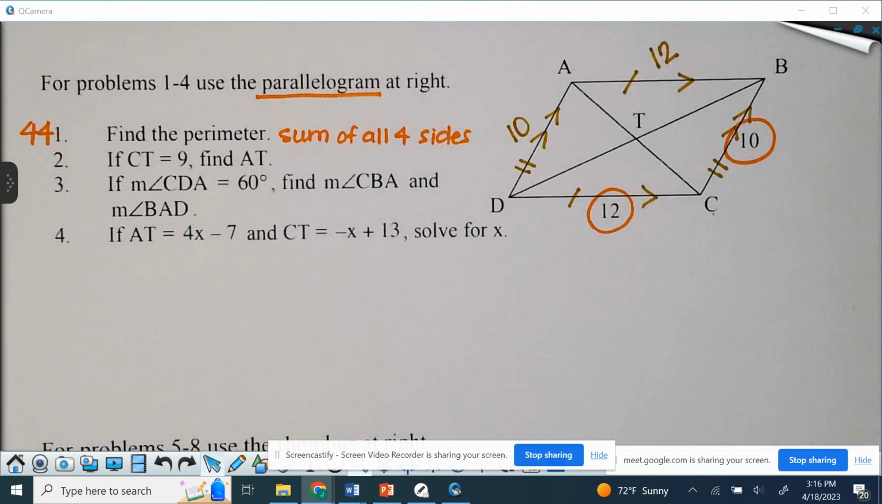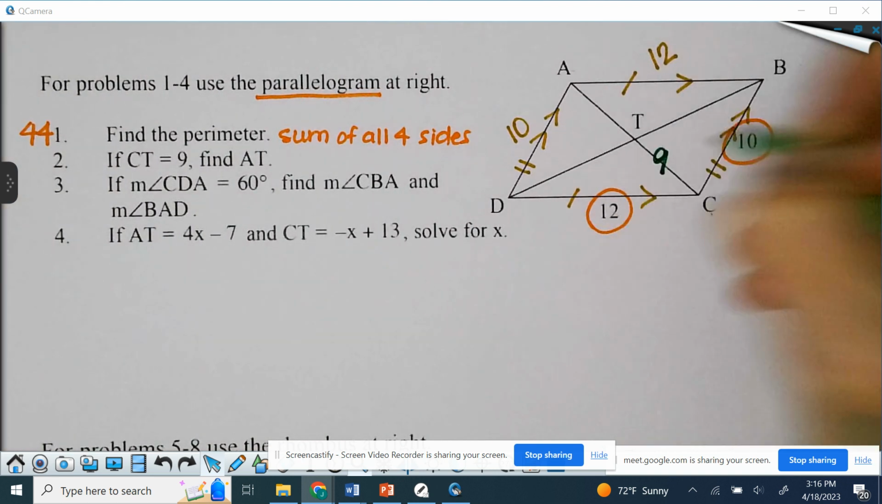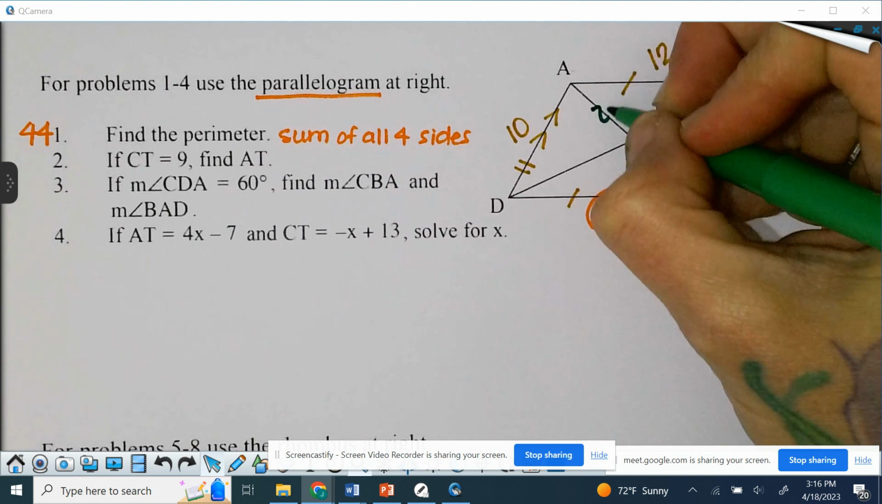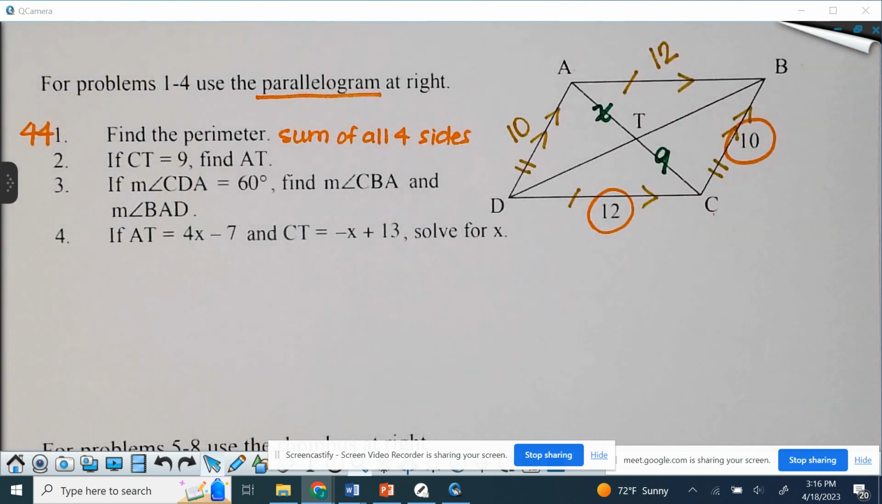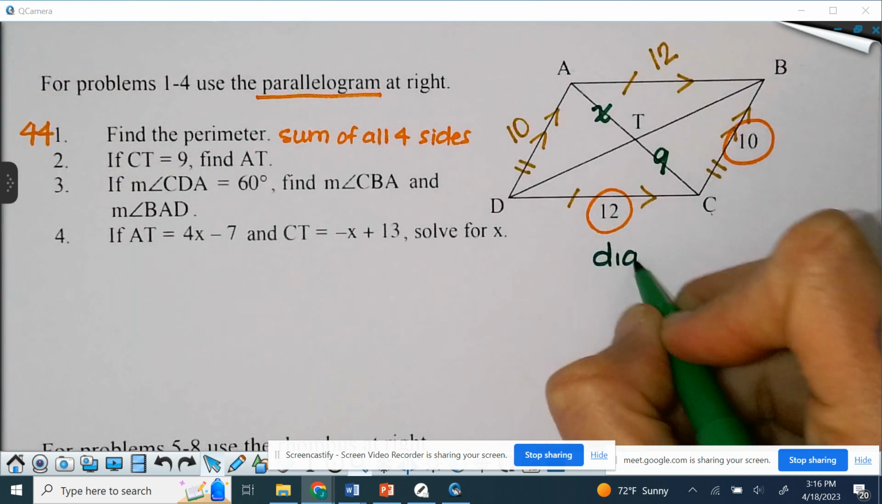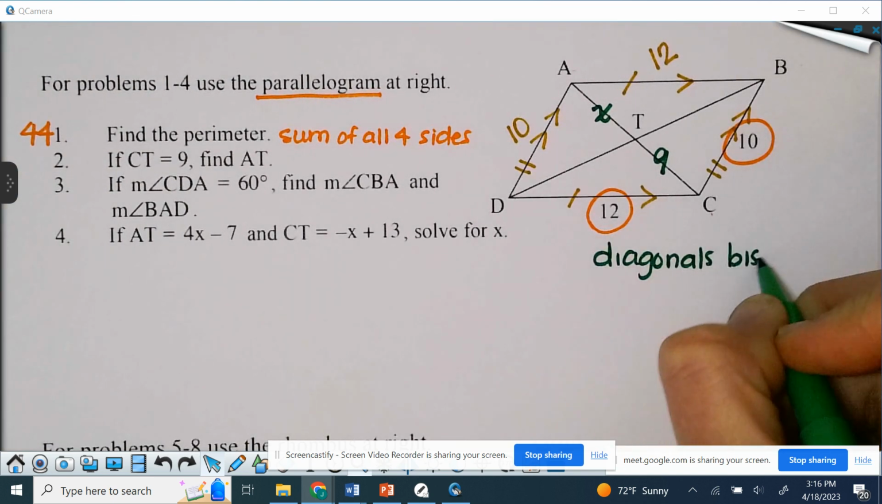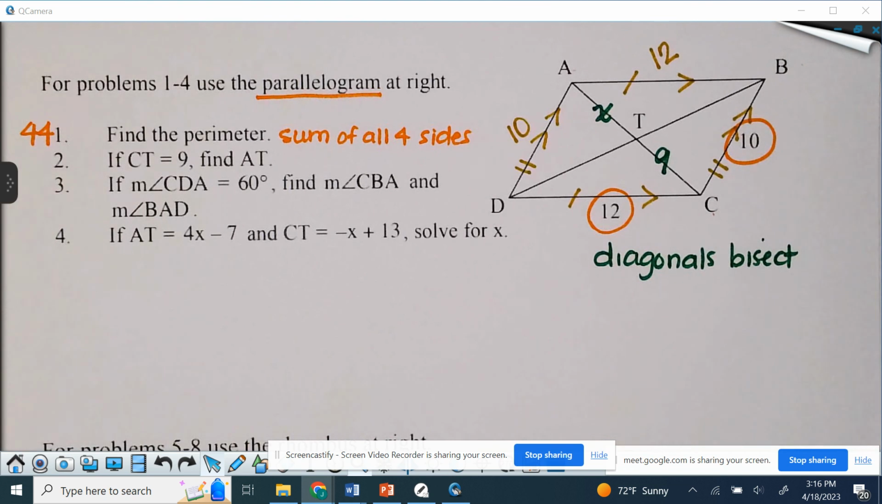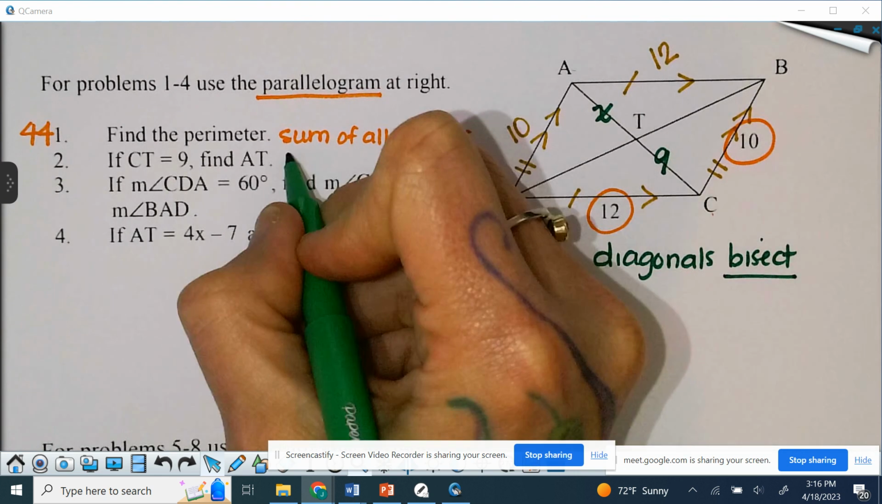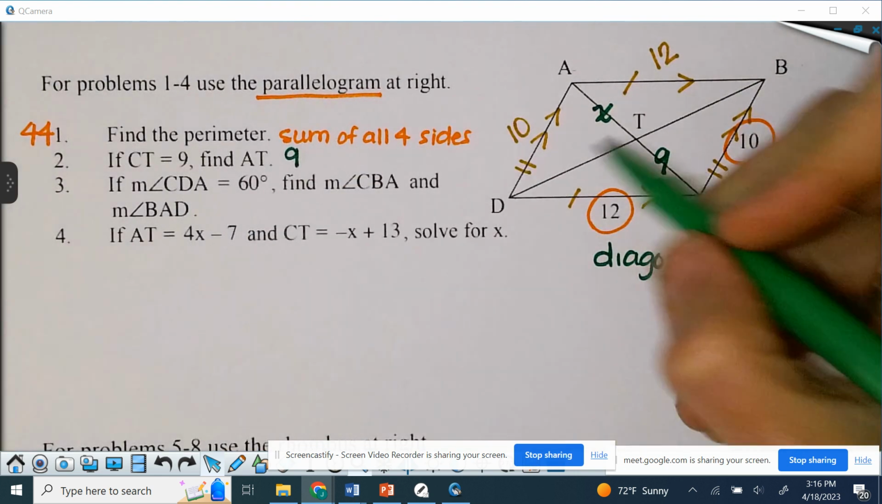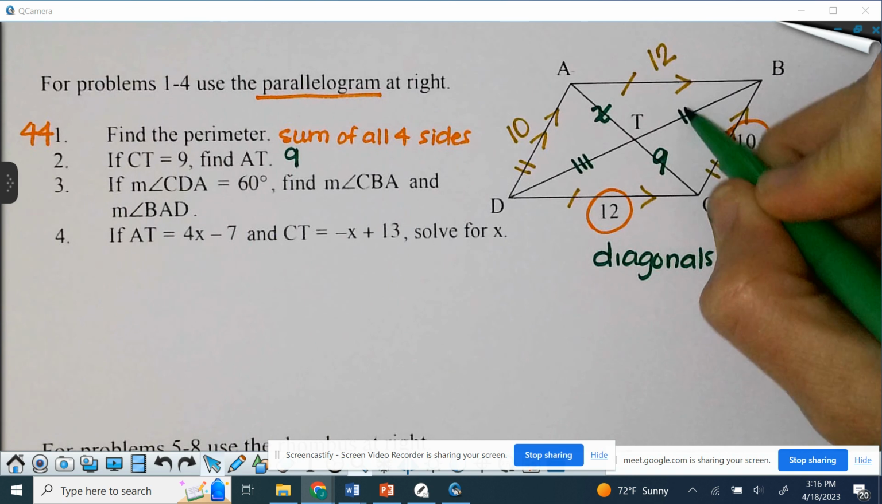If CT is 9, so C to T is 9, what is AT? That's your unknown for this one. The property you would use is that diagonals bisect each other. For a parallelogram, that's the only thing that pertains to diagonals. Bisect means cuts into two equal parts. Because this is 9, I know this is 9 because of the word bisect. So it's going to be 9 again, and this would also be the same length as this side.